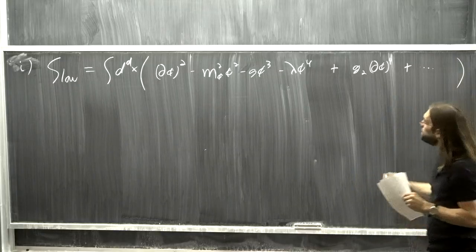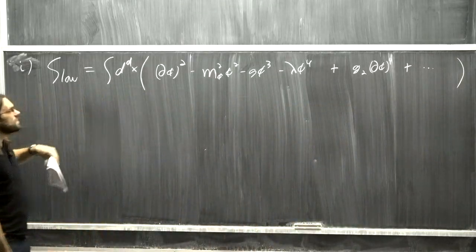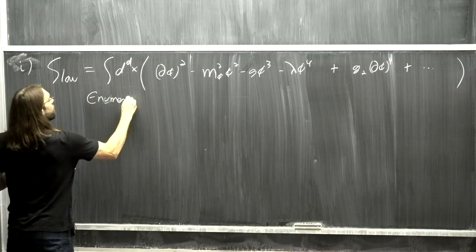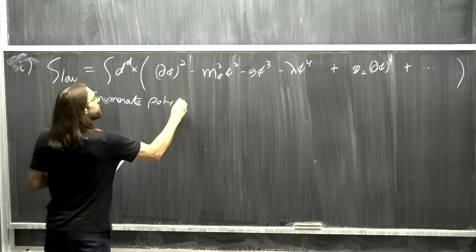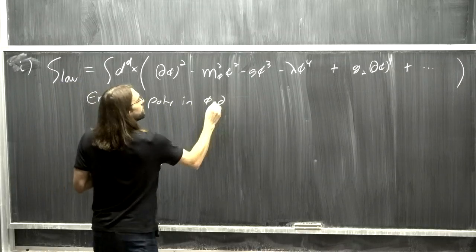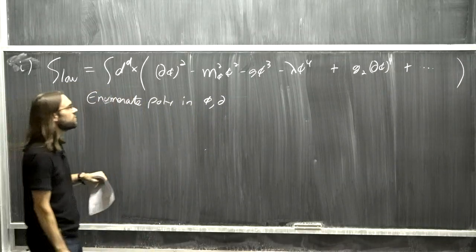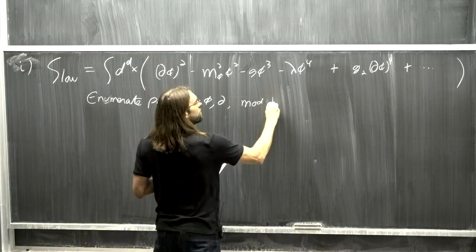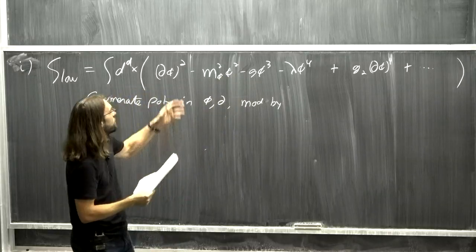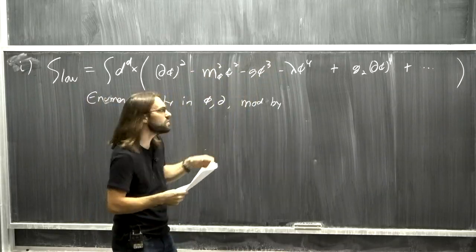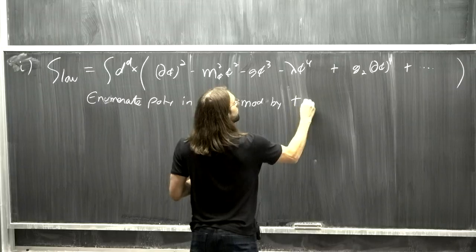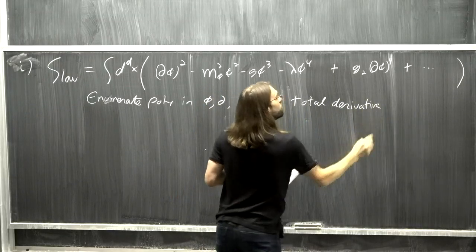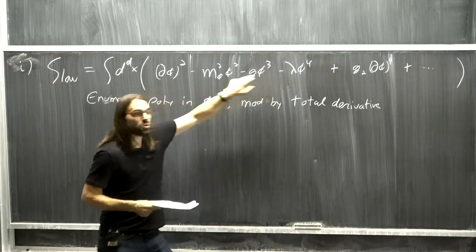The idea of this expansion, a priori, is straightforward. You enumerate all polynomials in phi and derivatives to write down your action. But you have to mod out by integration by parts, because you can always write the same thing in many different ways. Mod out by total derivative. But you can also mod out by the equation of motion of the lower order.